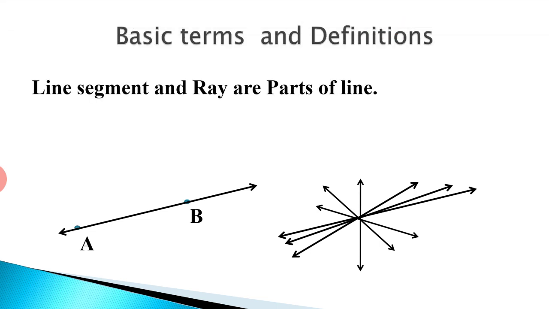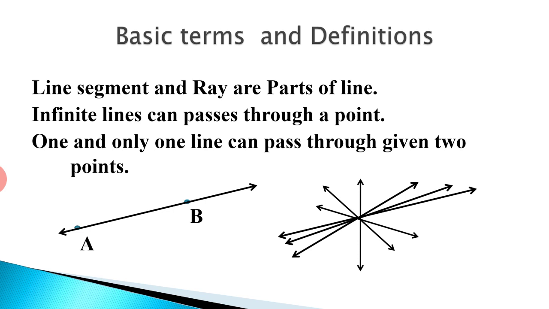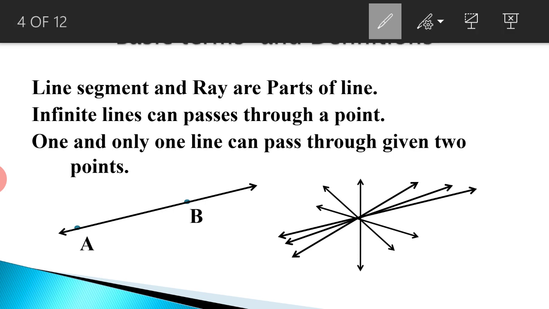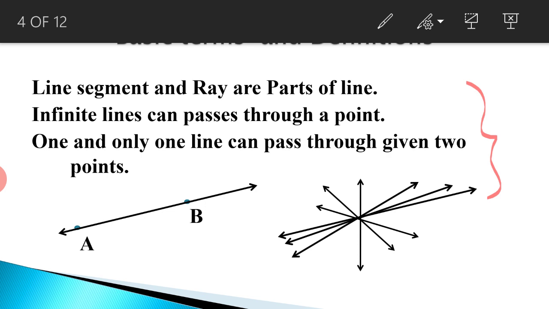First, a line segment and a ray are parts of a line. Then infinite lines can pass through a point, and one and only one line can pass through given 2 points. These properties are very important for us now. When we talk about one line, it is okay, but with more than one line, we can have parallel lines and intersecting lines. Intersecting lines meet at a point, and parallel lines do not meet each other.